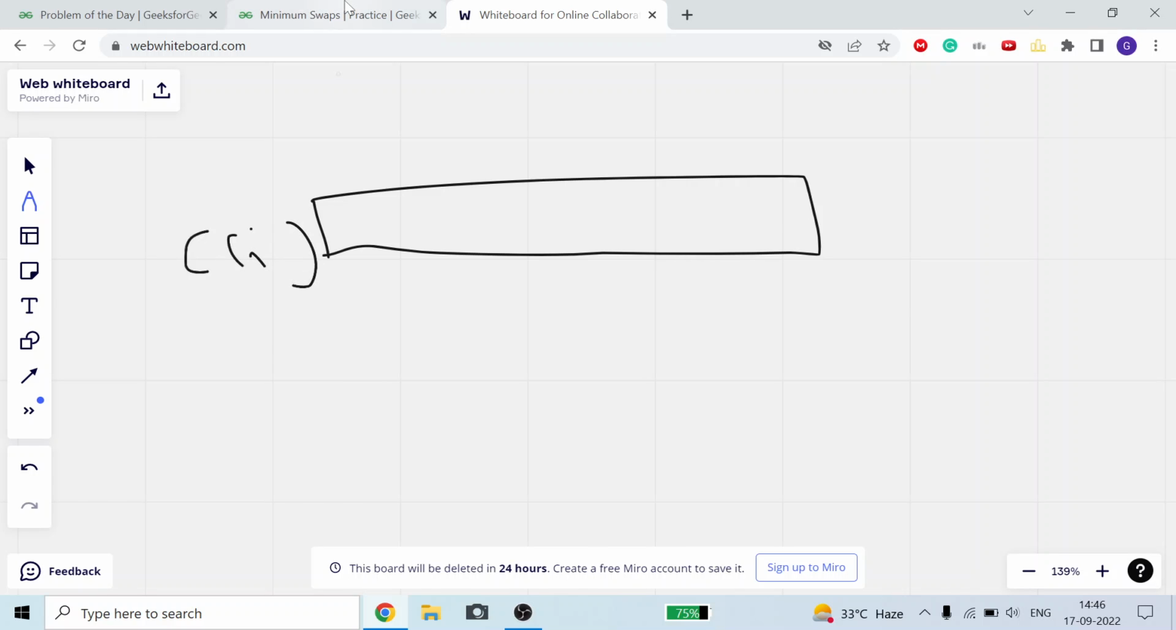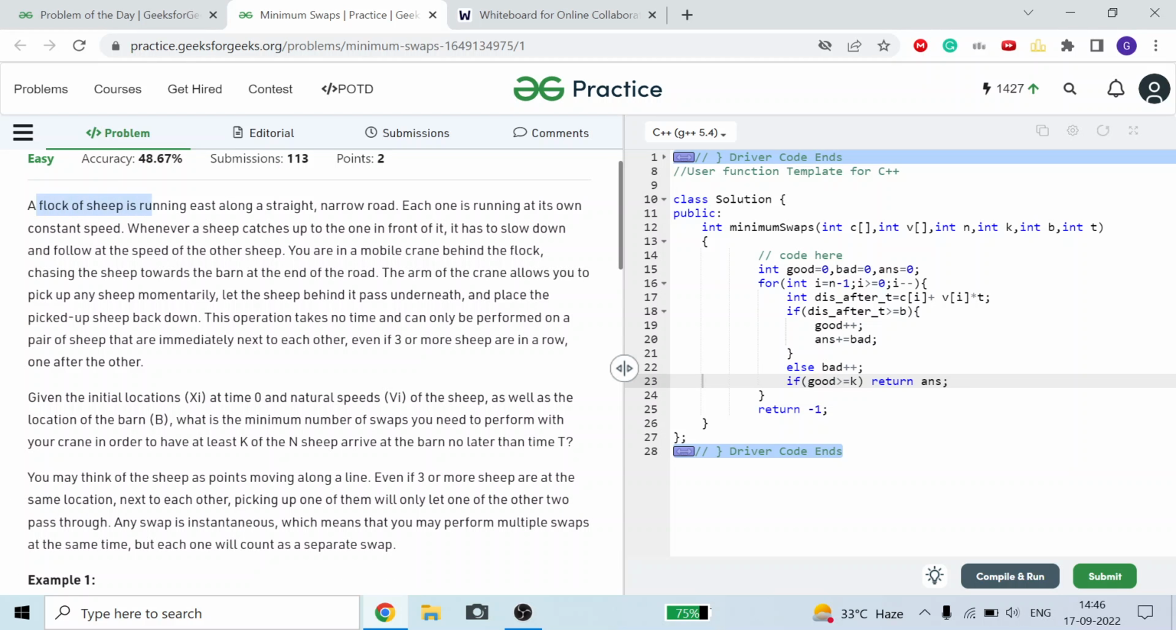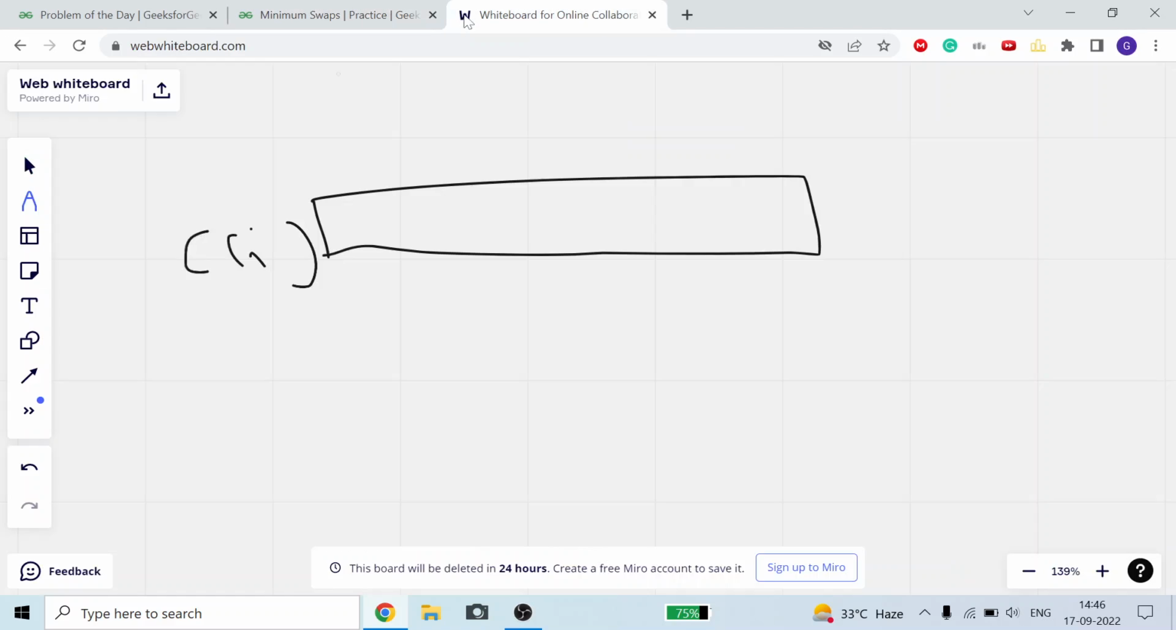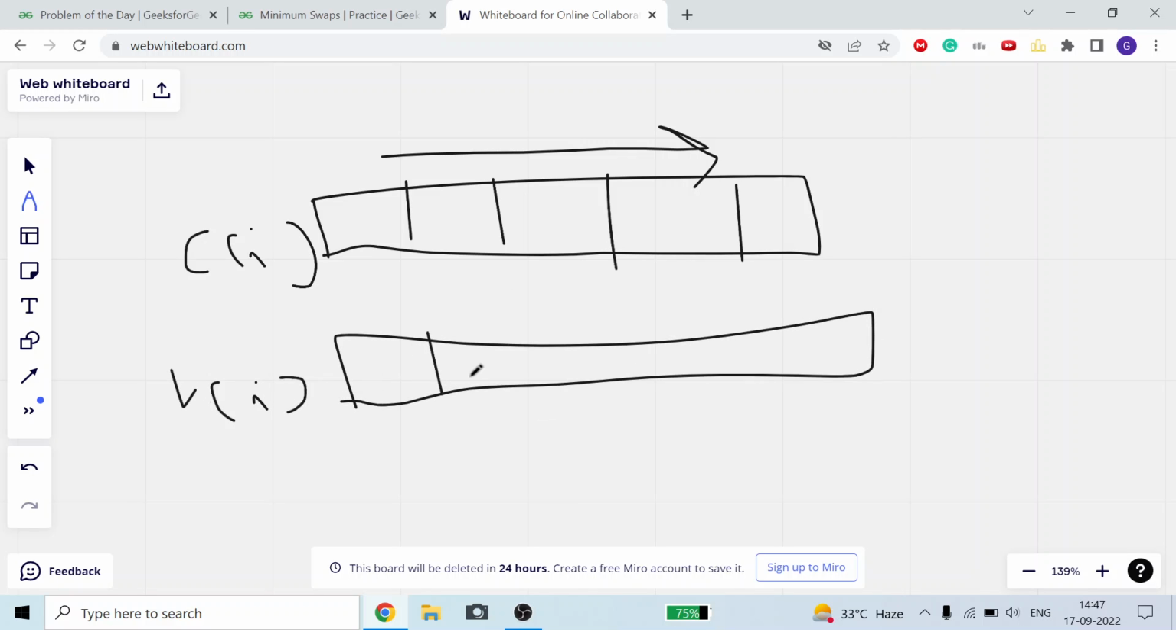What is basically the problem is we have some ships which are running toward east, meaning this is the array and they all are running toward east. East is this direction. We are given the current position of all n ships and the velocity of all n ships as well.